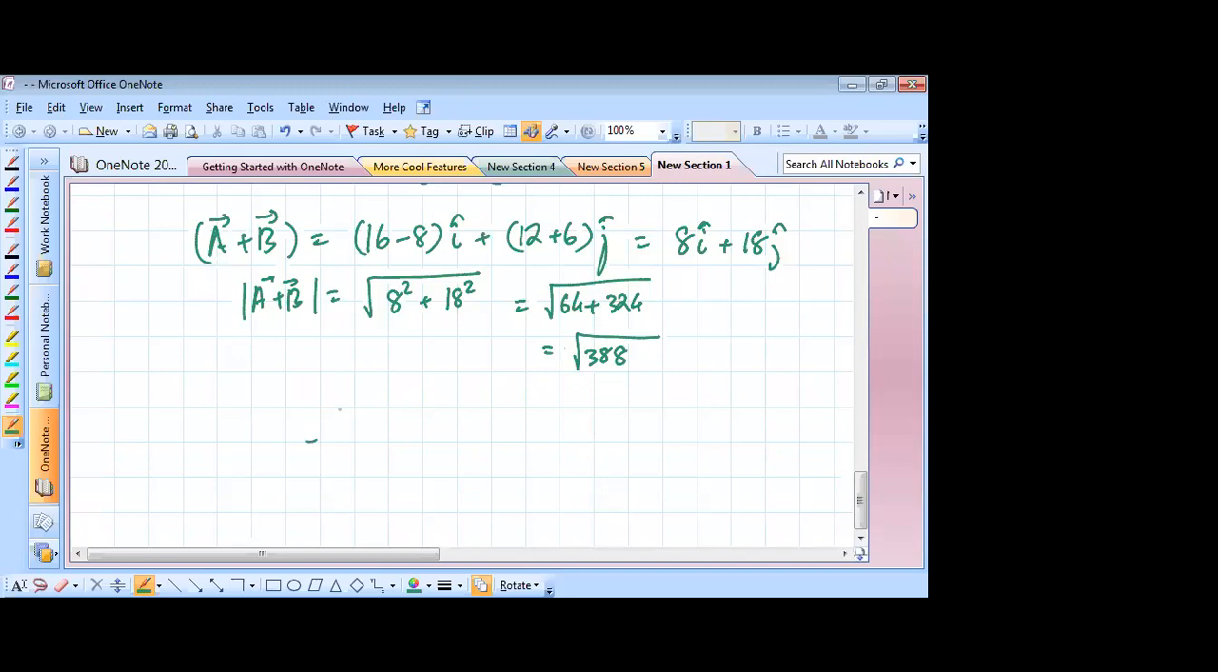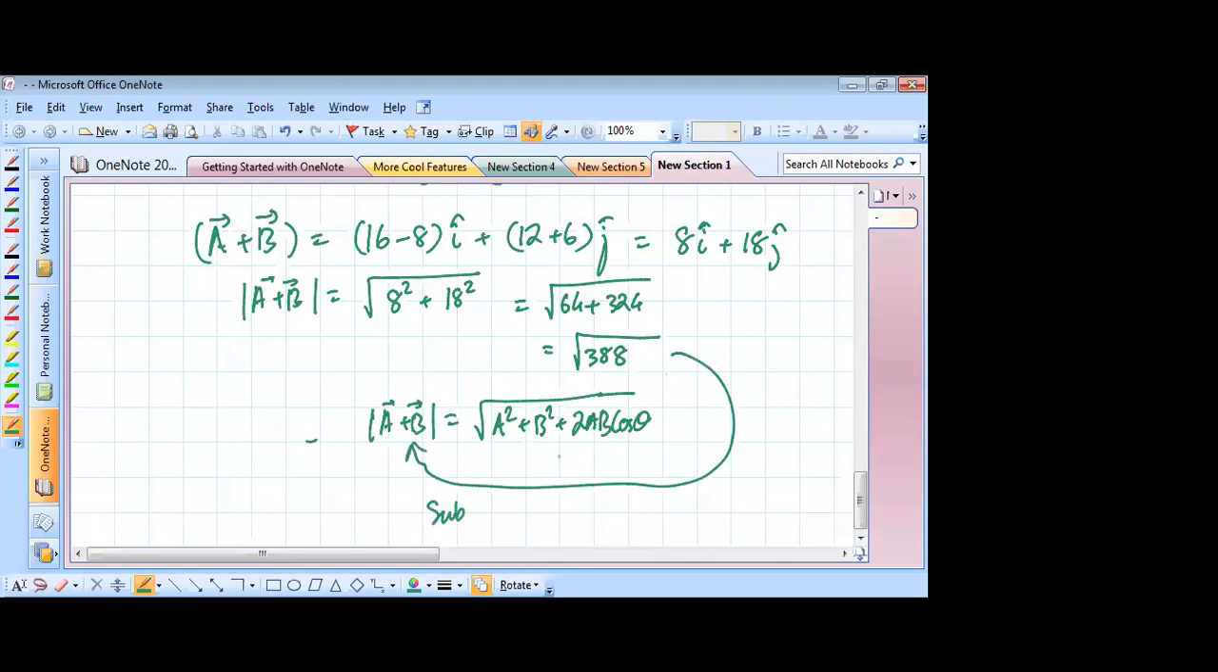Then you use this formula that mod A plus B is root of A square plus B square plus 2AB cos theta. So in this formula you substitute this over here, okay, and in this you substitute mod A as 20 and mod B as 10, which you can find out from the vectors. So that's also a method. So that's also a kind of indirect method.